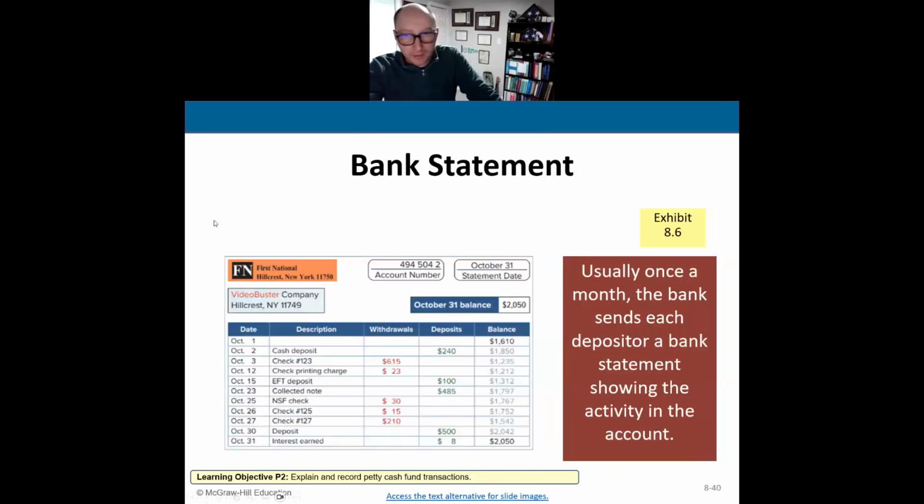This is an example of the bank statement. It shows all the cash coming in and out of the bank account for various reasons. Checks coming in and going out, cash coming in, checks going out, etc. And then toward the bottom, you see interest earned. Most bank accounts earn interest on their balance, so that'll be on the bottom of the statement.